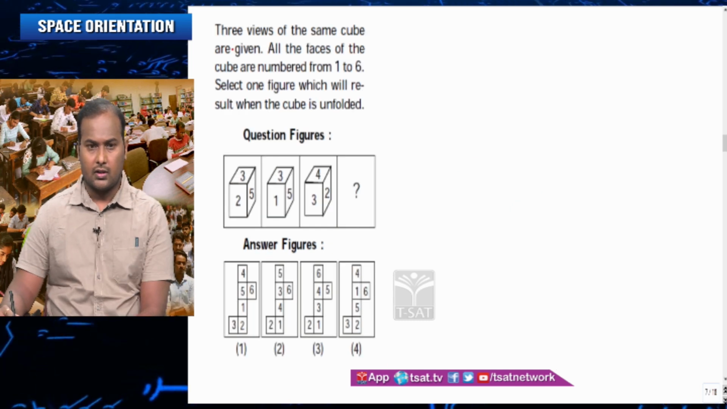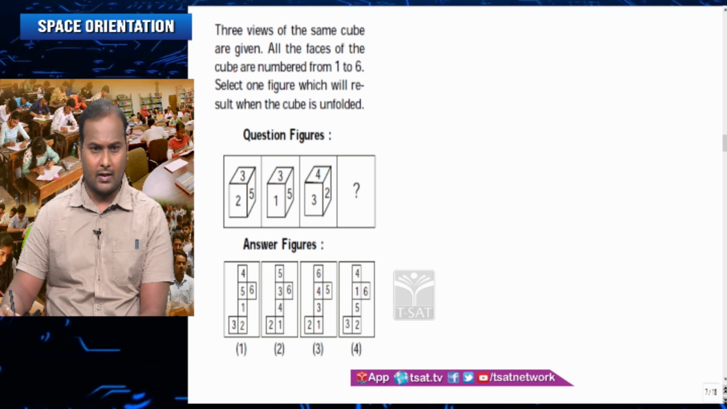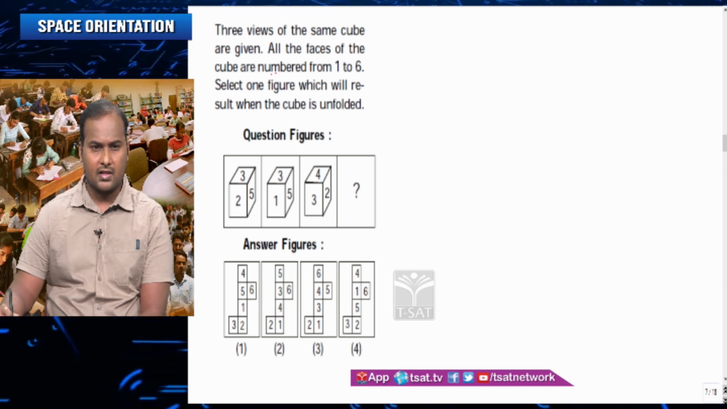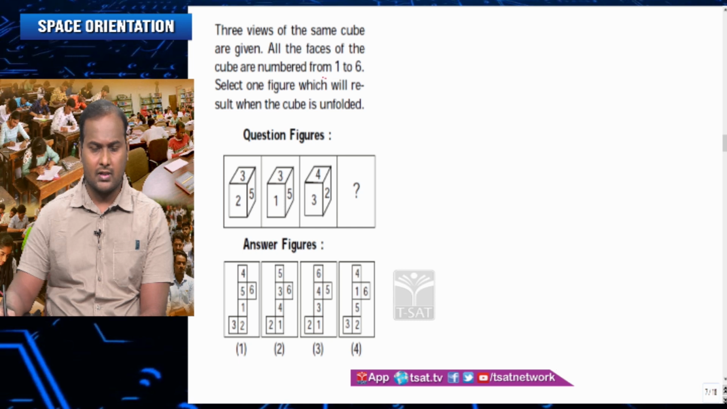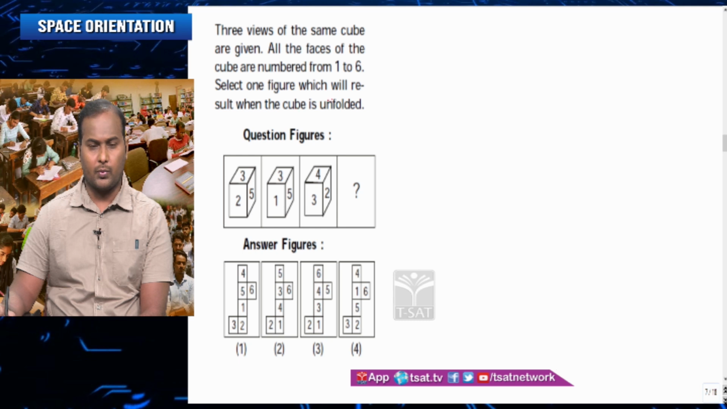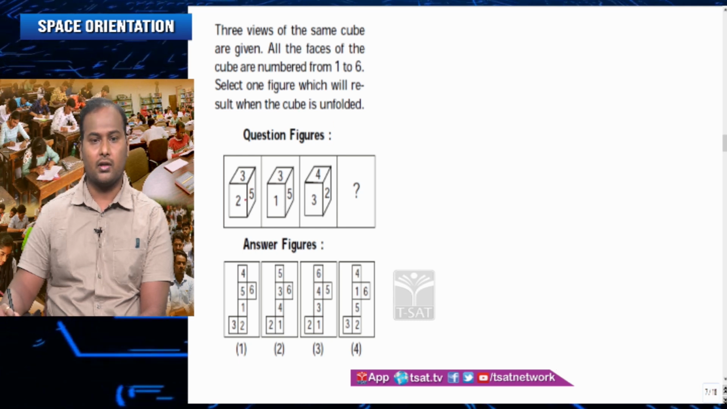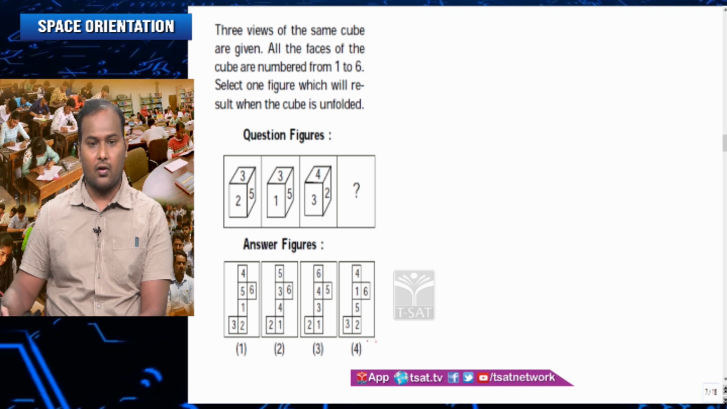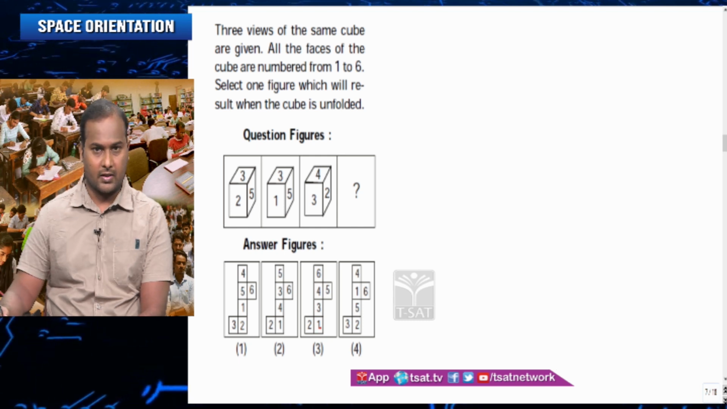In this question, 3 views of the same cube are given. So you can see 3 views of the same cube. All the faces of the cube are numbered from 1 to 6. Select the one figure which will result when the cube is unfolded. Now what he is doing is, he has given the folded form. If I open it, which of the following options are correct, he is asking.